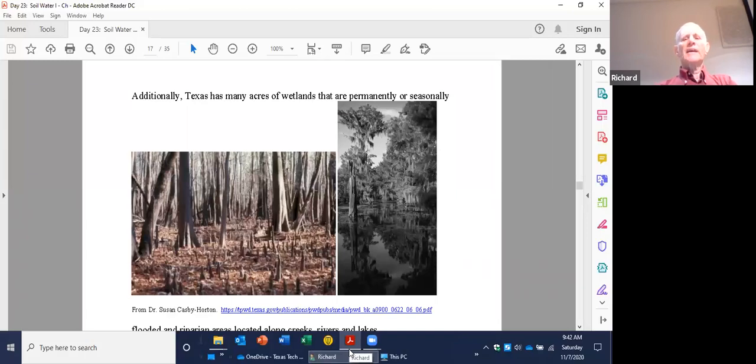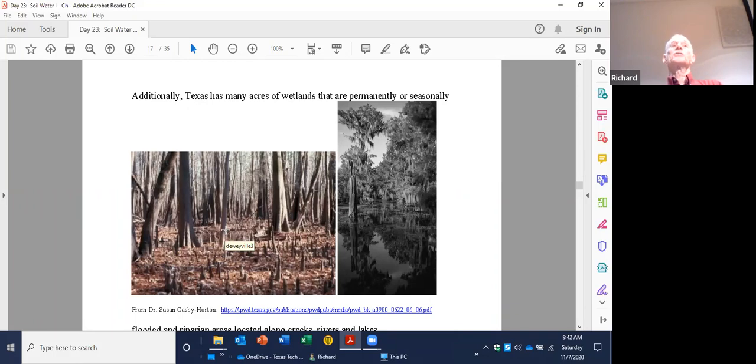Additionally, Texas has many acres of wetlands that are permanently or seasonally flooded. If we look at this picture on the right, this is a JPEG that I picked up from Texas Department of Parks, and it shows cypress trees with water around it. If we look at the picture on the left, this is the Deweyville soil series. This is the only histosol or only organic soil in the whole state of Texas.